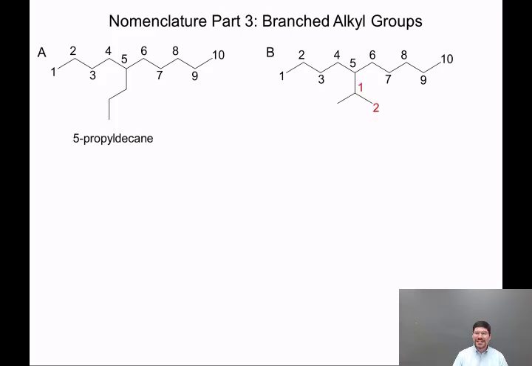So the way we handle it, at least systematically, is we say that the longest chain that's part of this substituent is a 2-carbon chain, or an ethyl group. But coming off of carbon 1 of that 2-carbon chain is a methyl group. Therefore, this group is a 1-methyl ethyl group. And therefore the name will be 5-(1-methyl ethyl)decane.